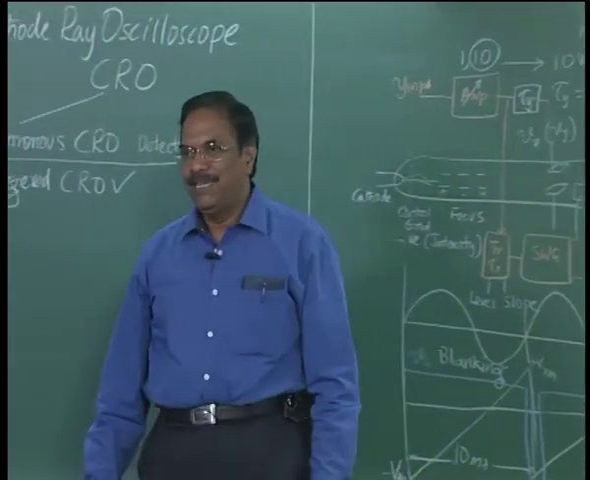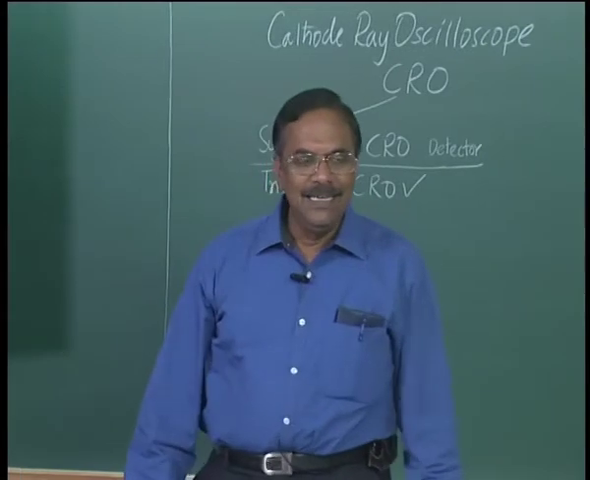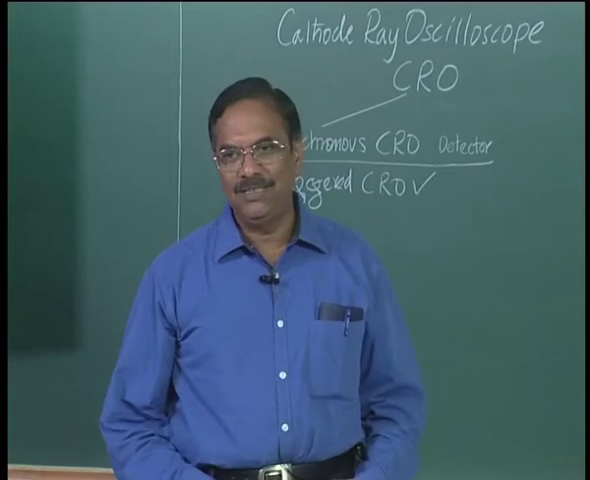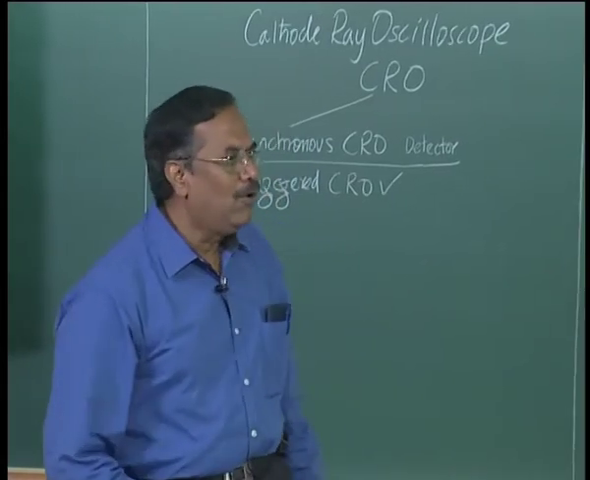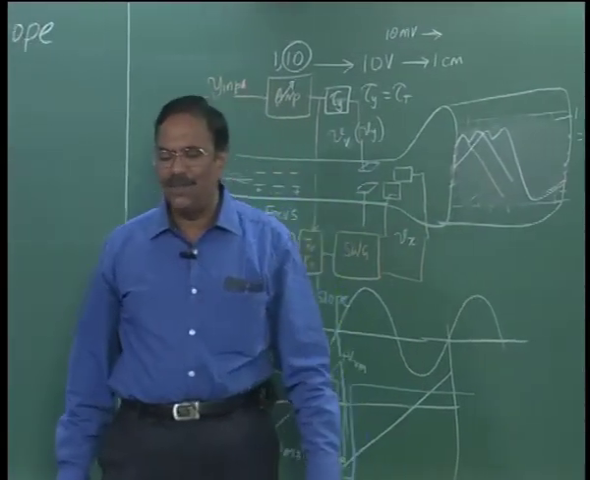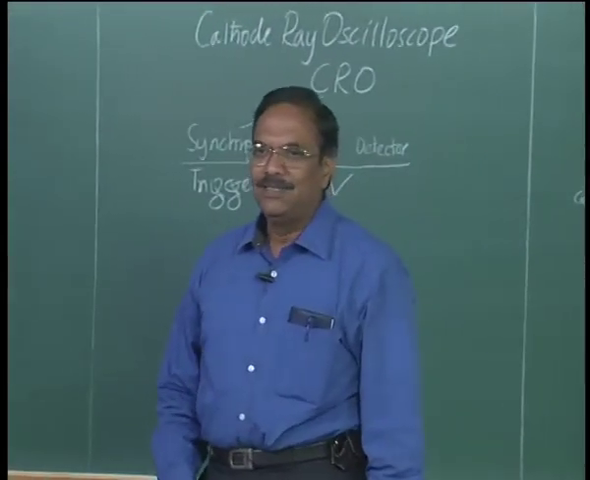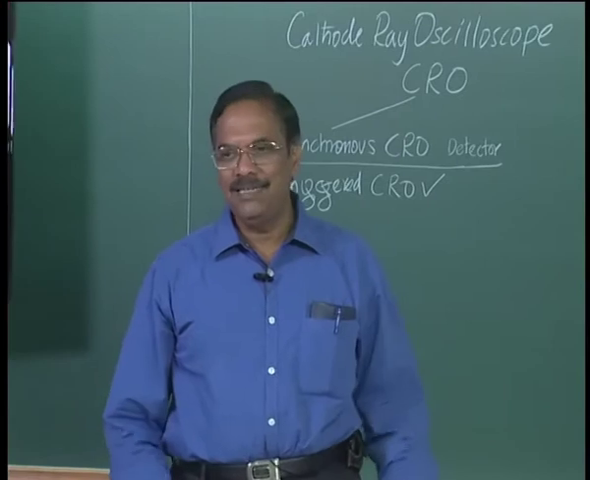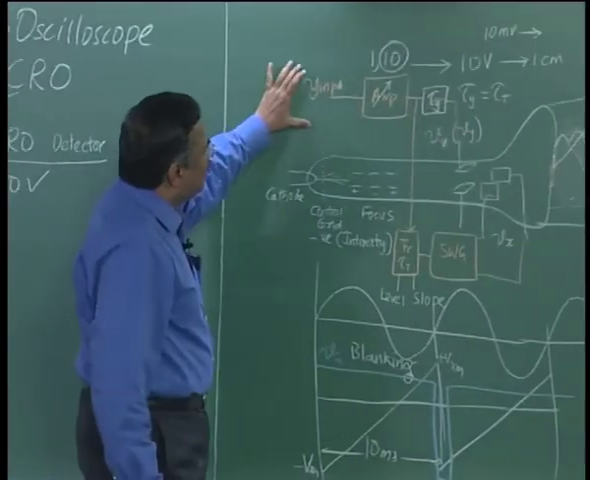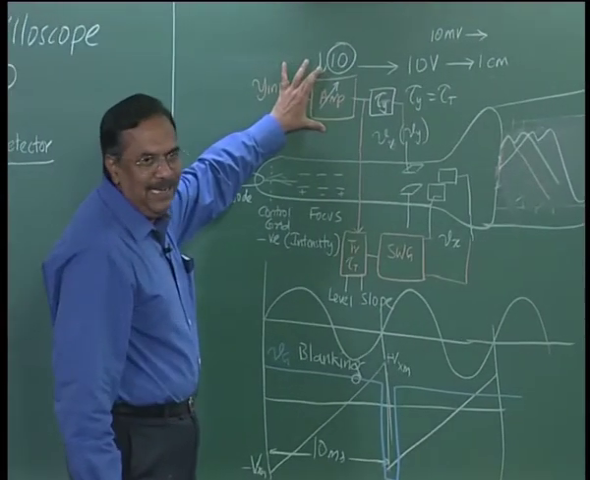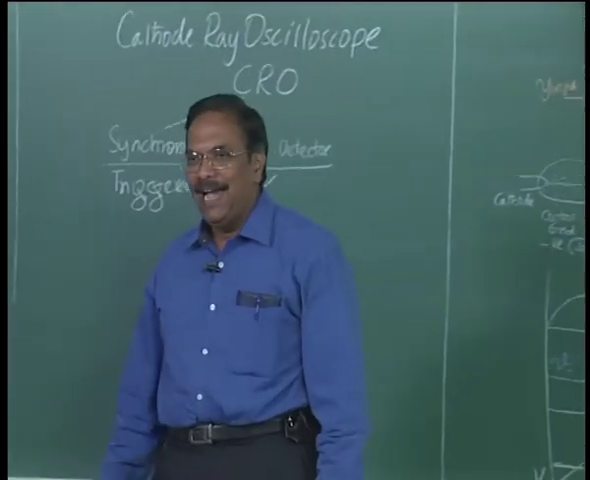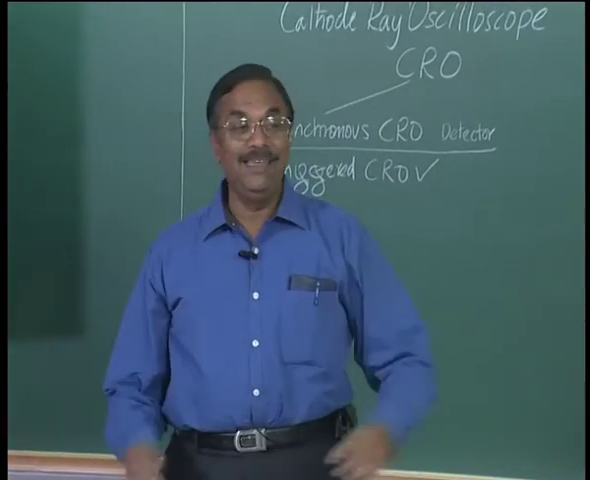Now, I have introduced a term, deflection sensitivity. It is the output deflection on the screen for a given input voltage. We normally call this volts per division, because the scale will be in divisions, and most of the time on an oscilloscope one division is approximately 1 centimeter. So, some manufacturers also call this volts per centimeter. So, in the Y axis, by simply changing the amplifier gain, I can get whatever deflection sensitivity I need.